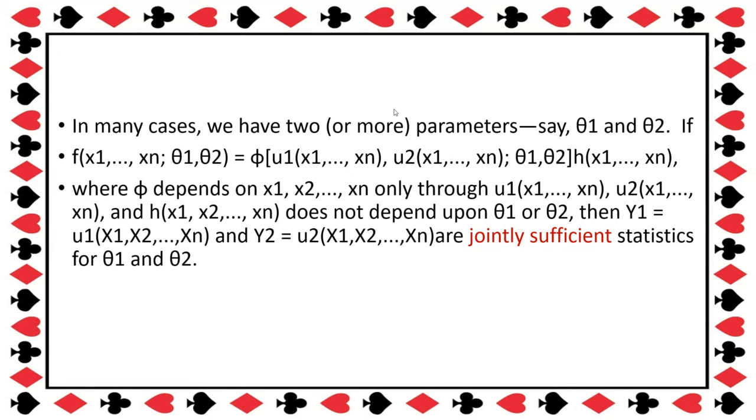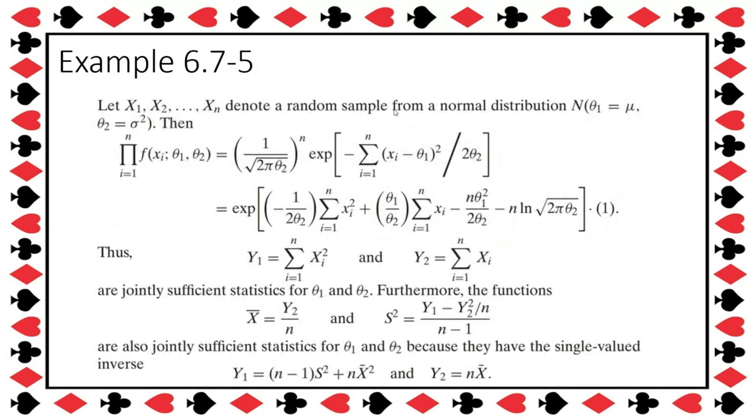So if you have two parameters, you may have two estimators or two sufficient statistics, which are called joint sufficient statistics for theta 1 and theta 2. For that, one example that definitely has two parameters is the normal distribution. So here we have an example of it.